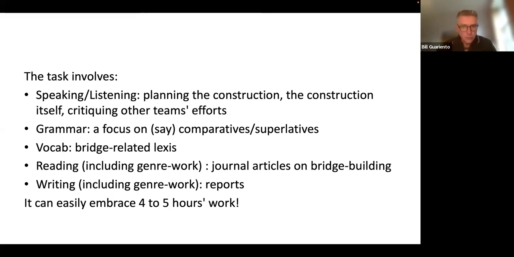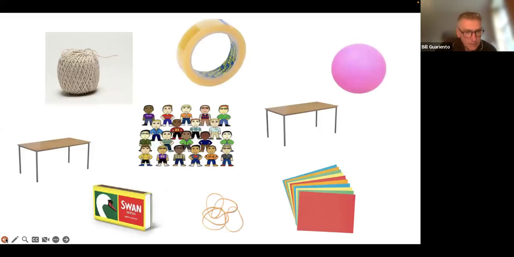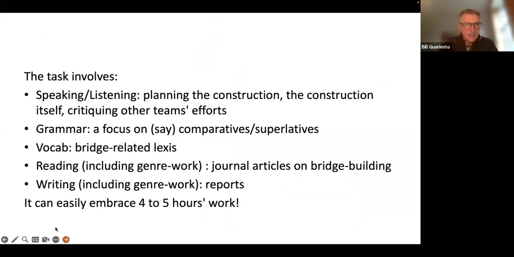Okay, so you could do some genre work. For example, read some journal articles on bridge building. And as Mai said, you could do some writing. The students could write reports. So this lesson, just with these materials, string, tape, ping pong ball, tables, paper, elastic bands, matches, this lesson could easily embrace 4 to 5 hours work. It's fantastic, okay?